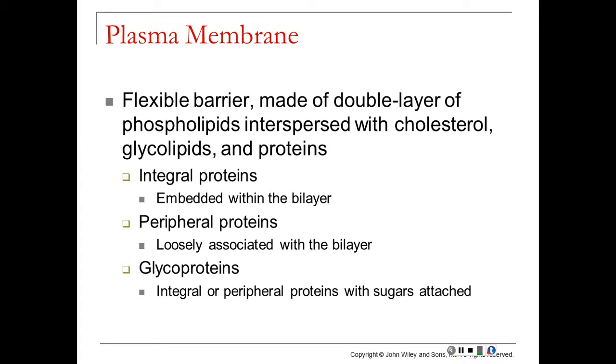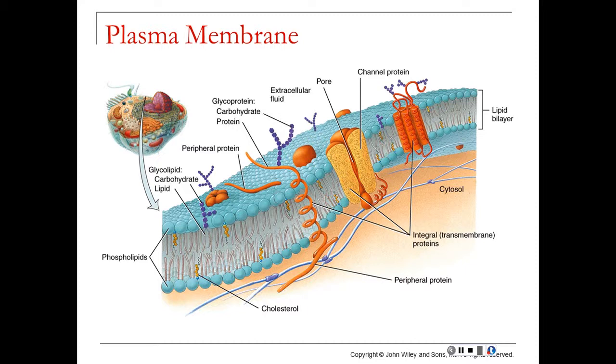Peripheral proteins are to either side of the membrane. And then glycoproteins are usually on the outside of the cell. These have special sugars attached to them. They help with cell-to-cell recognition. Here you can see some of the proteins I was mentioning.